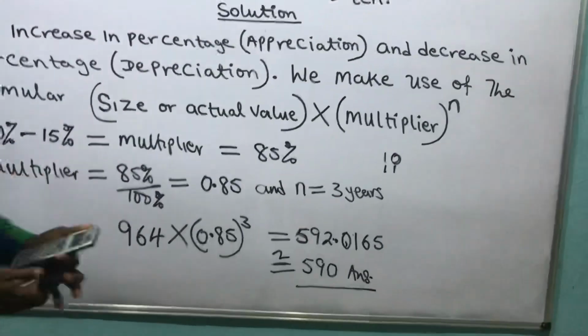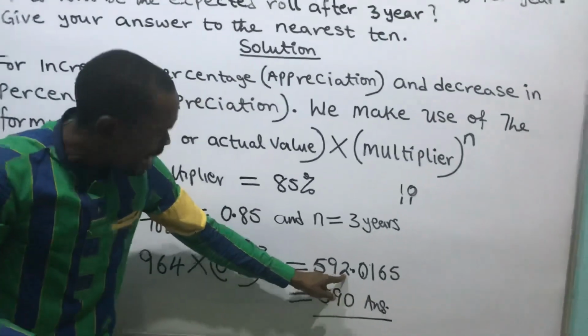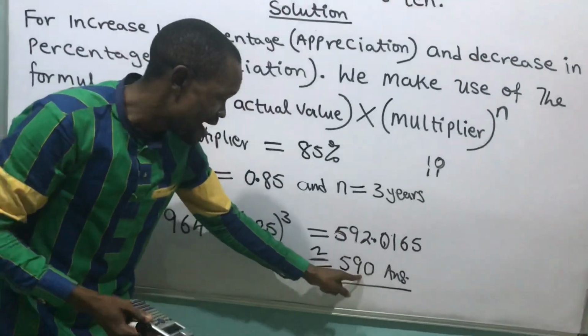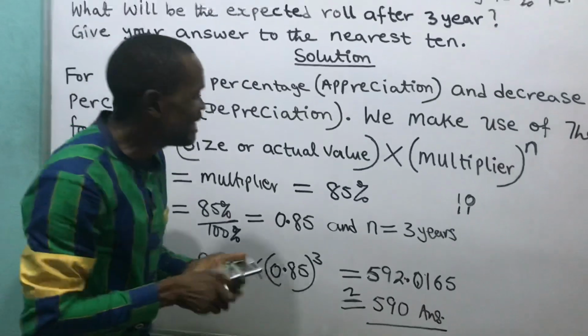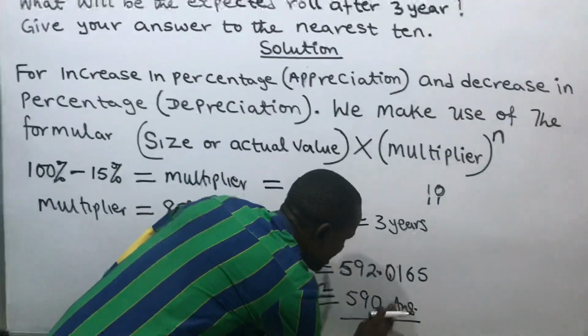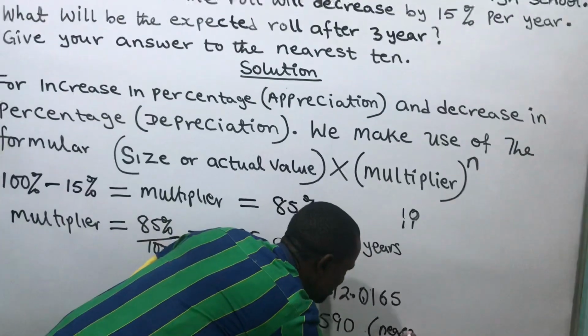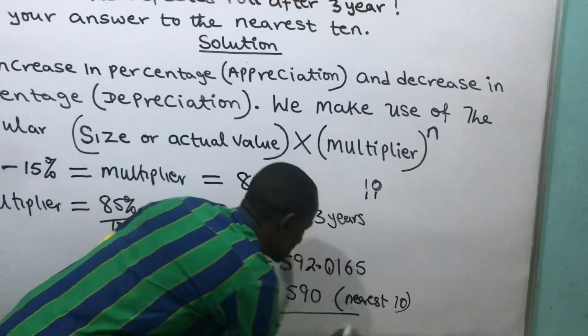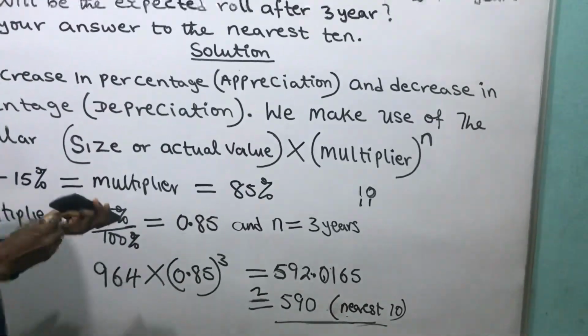Because the remaining digit is not up to 5, I round it down to 0. So the actual answer to the nearest 10 is 590. That's the answer to the question.